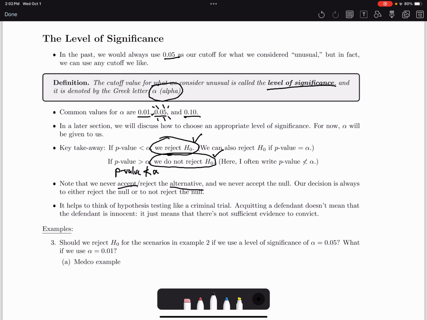Think about it like a criminal trial. When a defendant is on trial, they might get acquitted. That means they get to go free. That doesn't mean that the defendant is innocent, though. It just means that there wasn't sufficient evidence to convict them. And in a similar way, if we decide not to reject the null hypothesis, that doesn't mean that we accept the null hypothesis. It just means there wasn't sufficient evidence to reject the null hypothesis. So we're very careful and very precise about the language that we use in hypothesis testing.